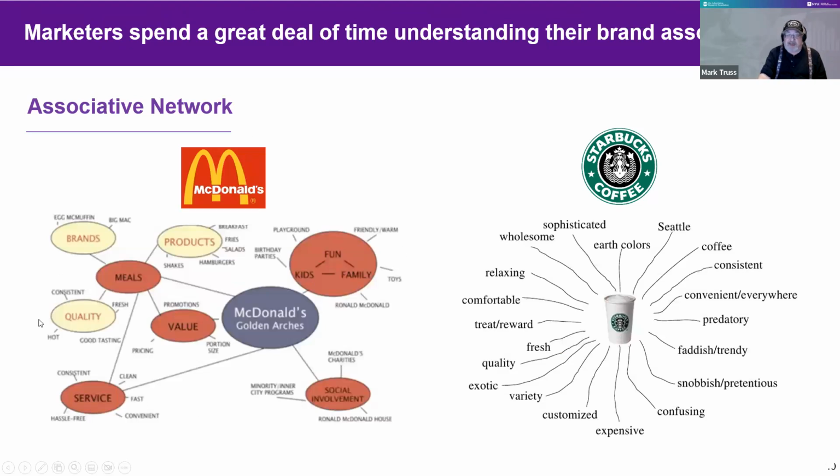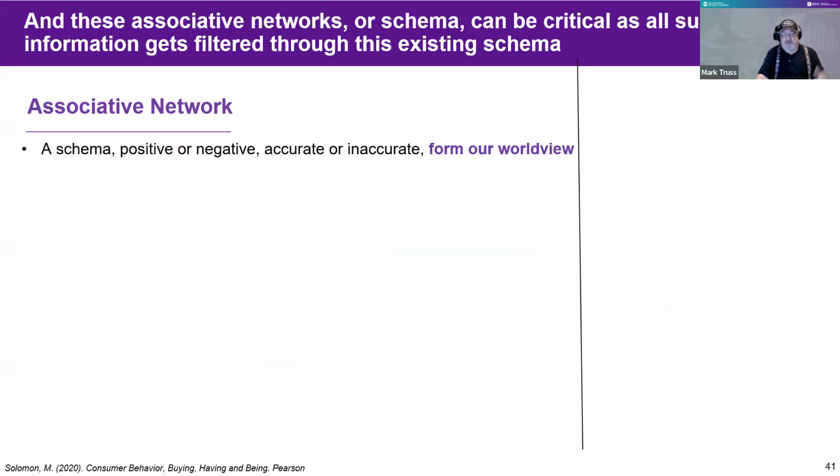So McDonald's may have all these different layers for me, may be very different for you. Same thing with Starbucks, right? Depending on your experience and the frequency of those associations, you're going to end up with different associations than me. A schema is our worldview based on an associative network. It can be positive or negative. It can be accurate. It can be inaccurate, right?